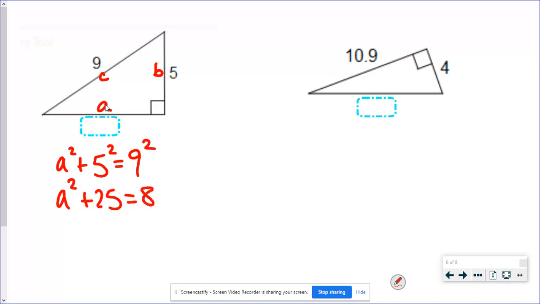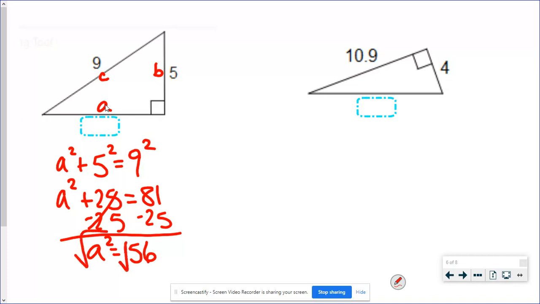25 and 81. So when I subtract my 25, 81 minus 25 is 56, also not a perfect square. We are most of the time not going to get really nice answers here. This is going to be a decimal. We're going to have to round it, and the square root of 56 is, as a decimal, 7.483, blah, blah, blah. That would round to be 7.5.